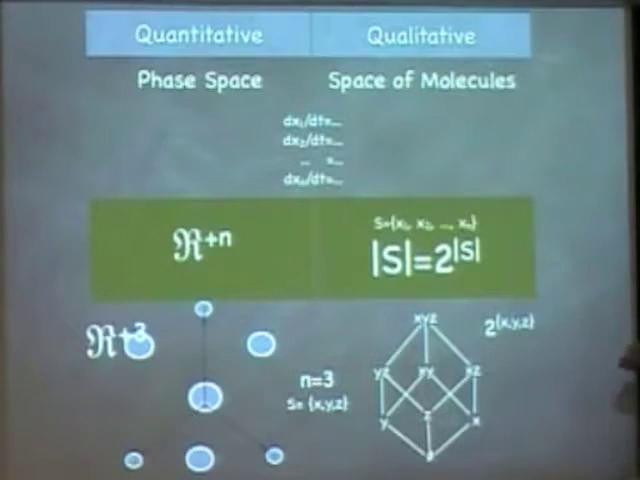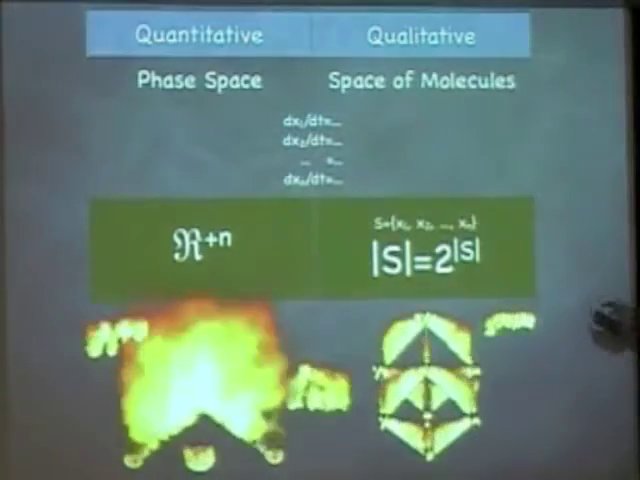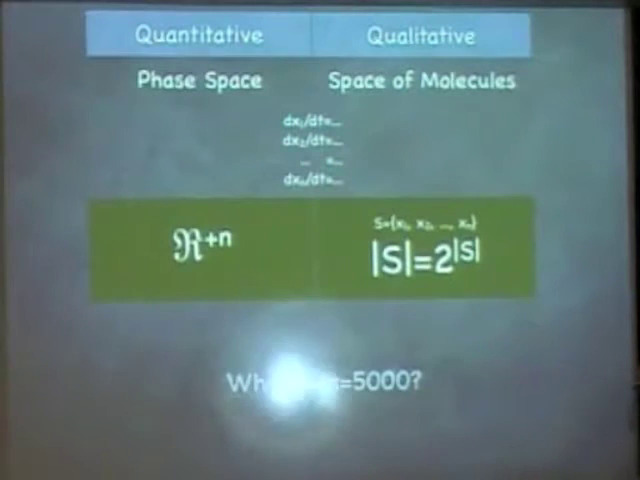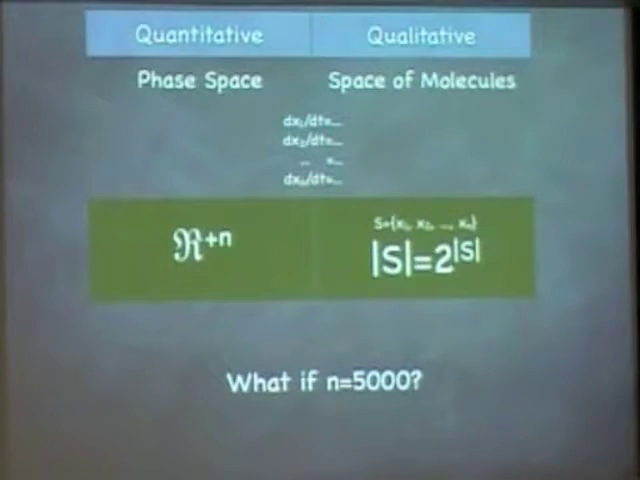Now, this is okay for n equal to 3. Now, we destroy this, and we ask a bigger question. What if n is equal to 5,000?